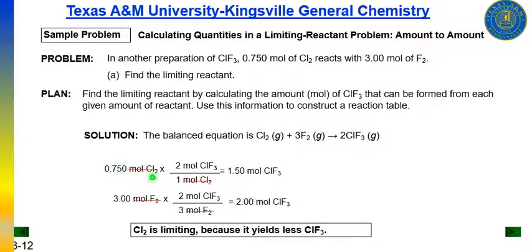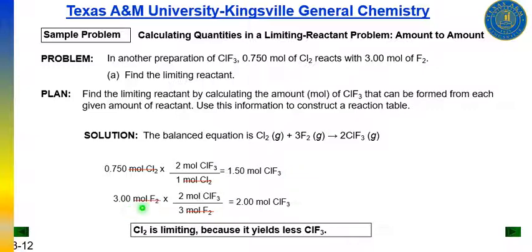The first one, let's try chlorine. You have 0.75 moles of chlorine. Based on your chemical reaction, 1 mole chlorine produces 2 moles of chlorine trifluoride. So your product yield should be 1.5 moles.